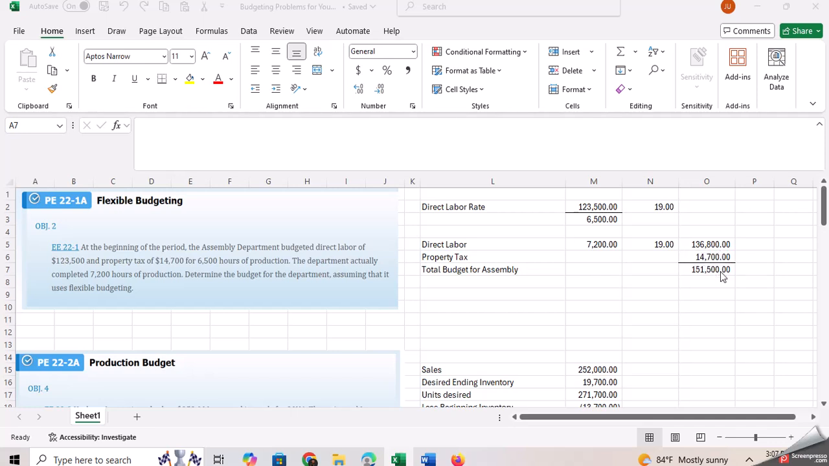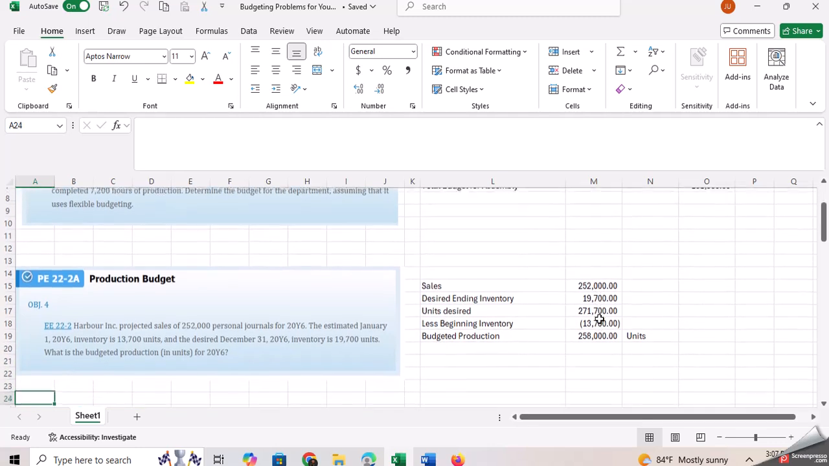$136,800. Now the property tax is fixed. It doesn't matter if they had 7,000 or 6,000 or 8,000 direct labor hours. Property taxes will remain constant. So we'll add those together to get to our total budget for that assembly department.